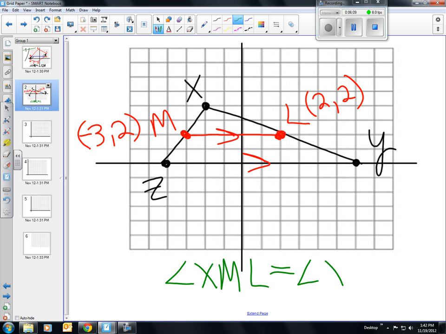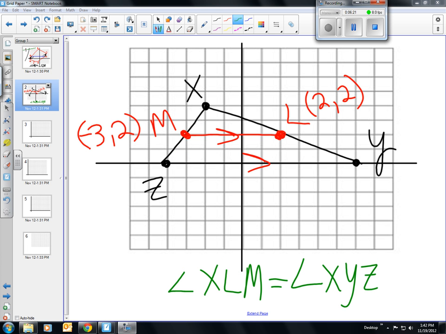And we know that by the corresponding angles theorem from this chapter. So that would be the first set of angles that are congruent. The other pair of angles that we know are congruent is angle XLM, which is here, and angle XYZ, which is here. And again, we know that because of the corresponding angles theorem from this chapter.